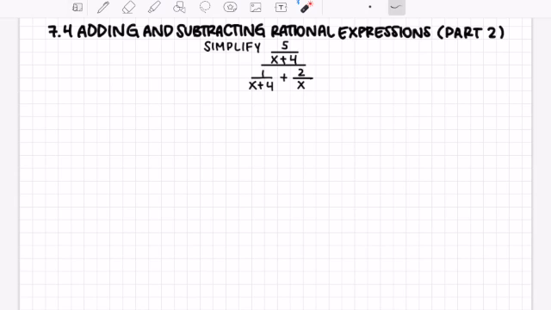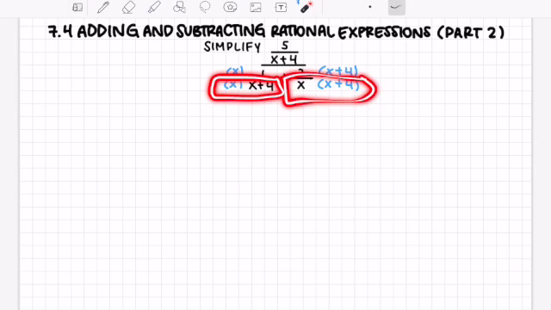So, the best way to go about these types of questions is to start off by simplifying whatever's on the top of your fraction or on the bottom. Seems like on the bottom I can combine those together, so I'm going to do that first. I'm going to multiply x to the bottom and to the top. On the other side, I'm going to multiply x plus 4 to the top and to the bottom. That way, at least I get my bottom denominators to be the same.